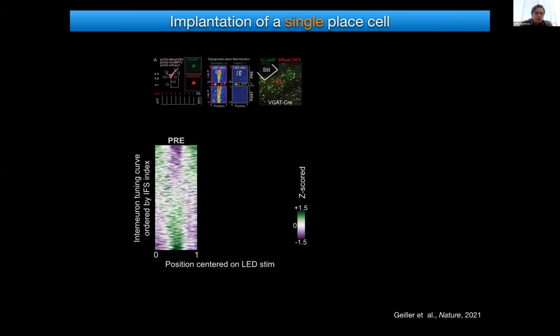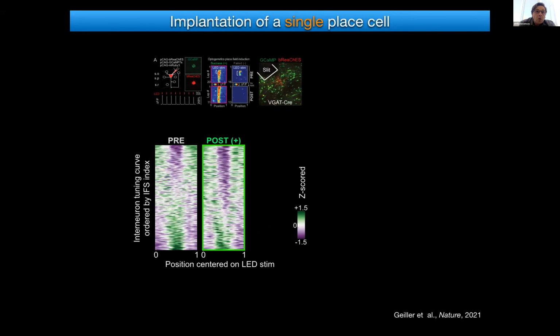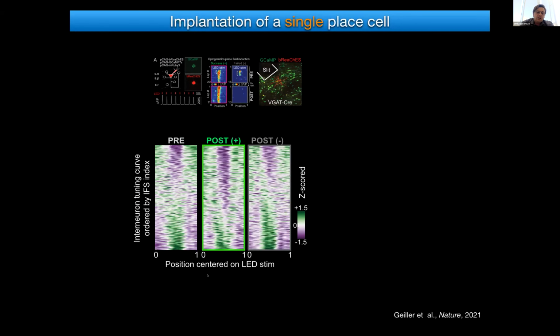So with this method, Tristan now again induced a place field in a single cell in the brain and then imaged the surrounding interneurons in the hippocampal area CA1. What you see here is the heat map of the average spatial tuning curves for all interneurons before induction and following successful and failed inductions. And these interneurons are ordered according to this in-field selectivity index around the single pyramidal cell's place field.